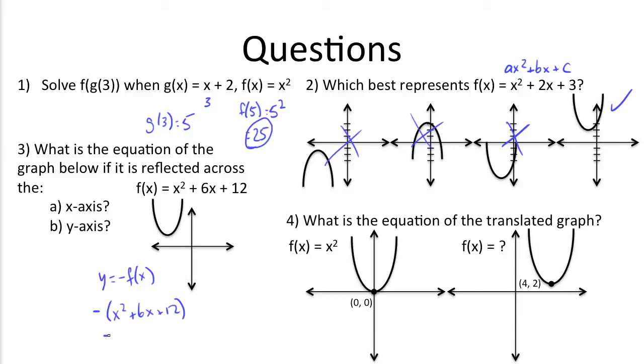which means that we get negative x squared minus 6x minus 12. That'll give us a parabola reflected across the x-axis.